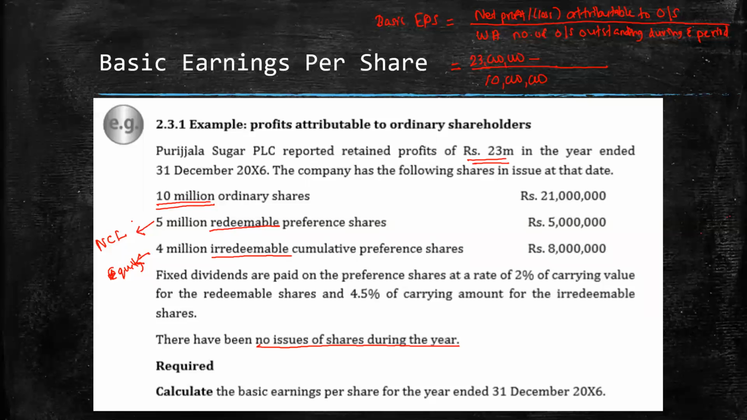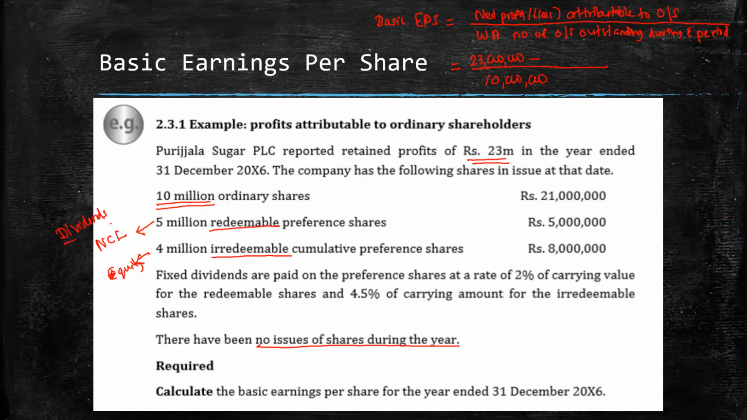Then what is the difference? What happens then? Whether it is redeemable or irredeemable, for preference shareholders, we need to pay what? We need to pay dividends.